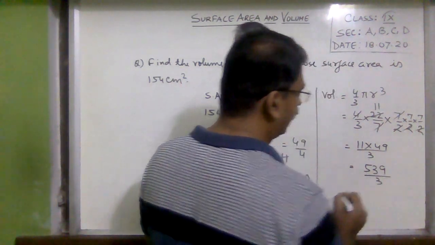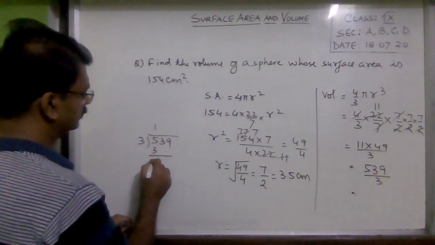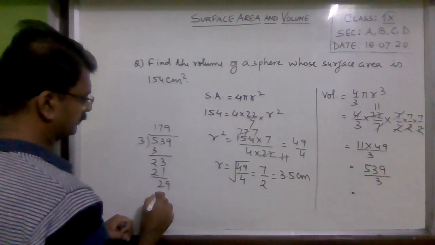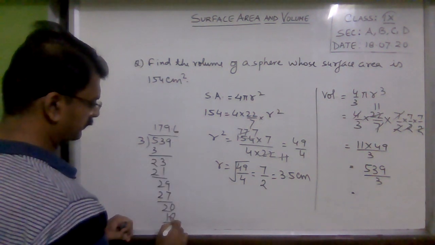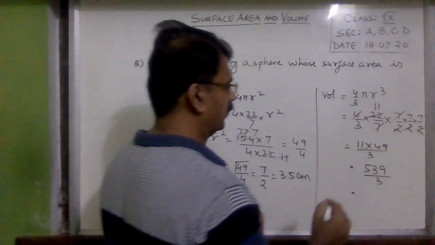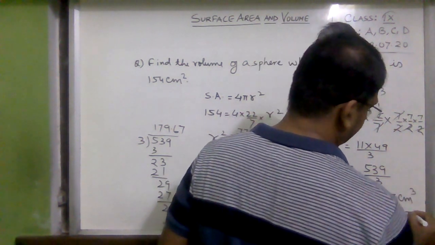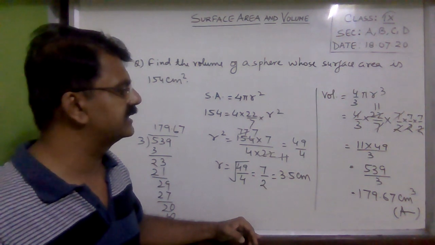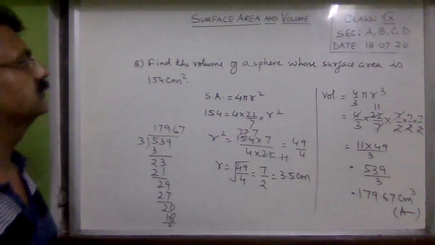Now 11 into 49 is 539 by 3. When you divide 539 by 3, it is 179.67 centimeter cube, and that is your answer. So the volume of the sphere will be 179.67 centimeter cube. Clear? Now the next question.